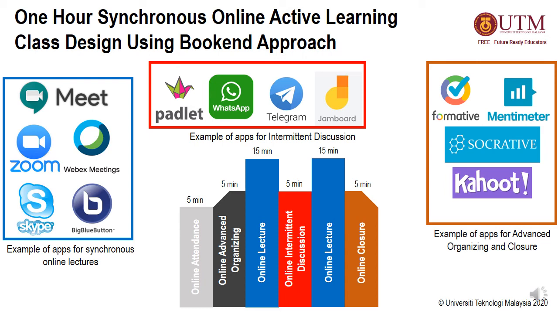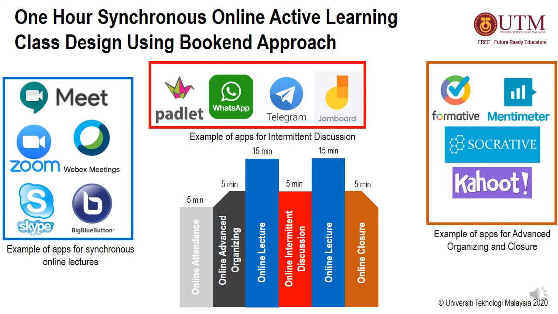The next activity after lecturing for 15 minutes is called online intermittent discussion. In this activity, usually we will have a student to make a short discussion related to previous lecture. The selection of online application is totally depend on the type of activity that we want to use. For example, our application is Padlet, Google Jamboard, WhatsApp, or any similar application. This usually will take about 5 minutes.